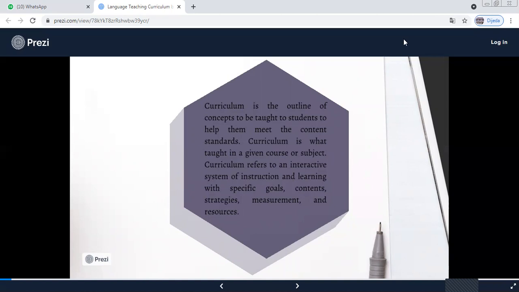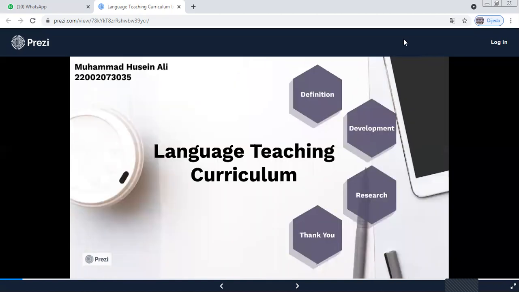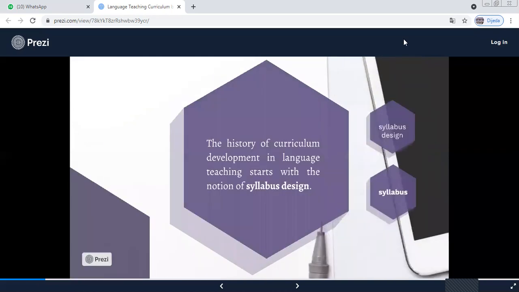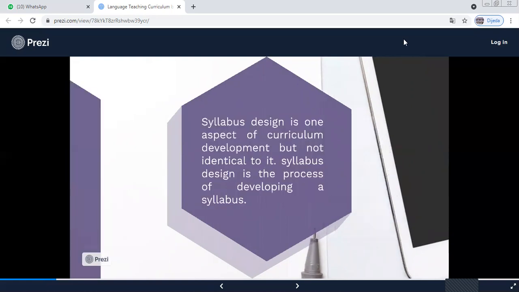And then about development. A curriculum development in language teaching. The first about historical background. And the history of curriculum development in language teaching starts with the nation of syllabus design. Syllabus design is one aspect of curriculum development, but not identical to it. Syllabus design is the process of developing a syllabus.